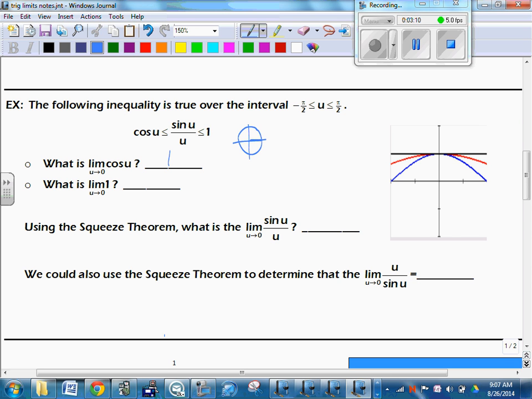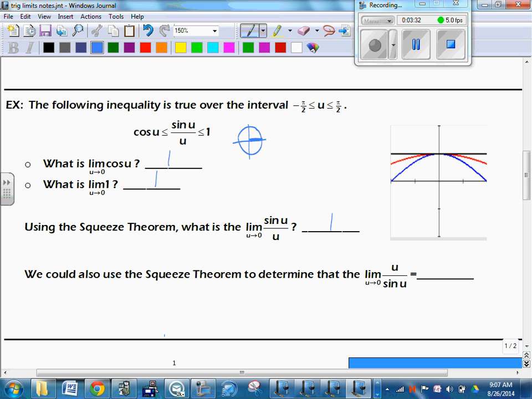So 0 would be right here. Cosine is the x value, so cosine of 0 is 1. What's the limit as u approaches 0 of 1? Well, we just talked about that. Limit of a constant is the constant. So using this squeeze theorem, we should say that if both of those are 1 and this function's in between them, our limit has to be 1.